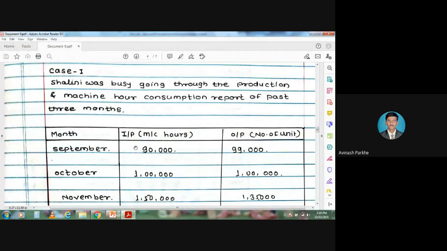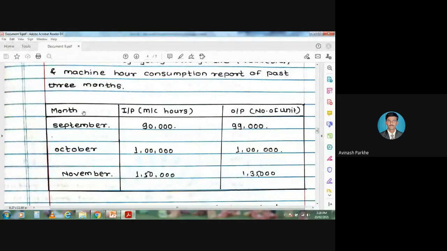What case number 1 tells is that Shalini was busy going through the production and machine hours consumption report of the past 3 months. If you go through this table, the first column represents the months: September, October, November. The second column represents the input parameter, that is machine hours, how much the machine has worked. In September 90,000 hours, in October 1 lakh, and in November 1,50,000.